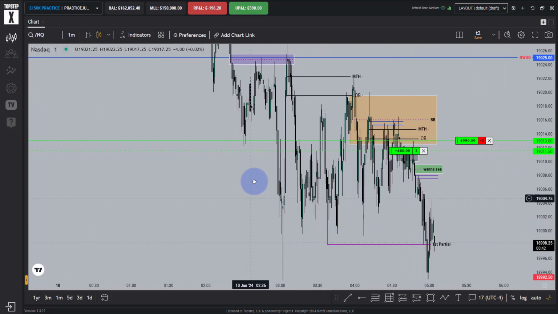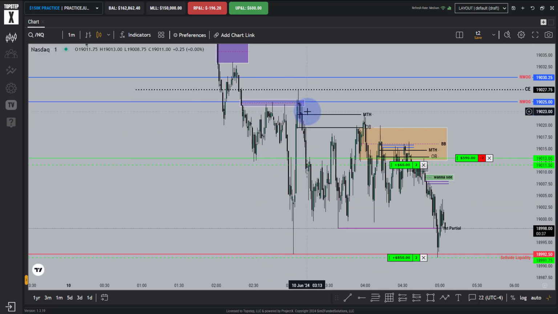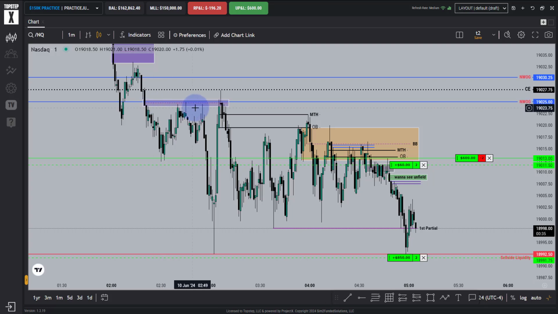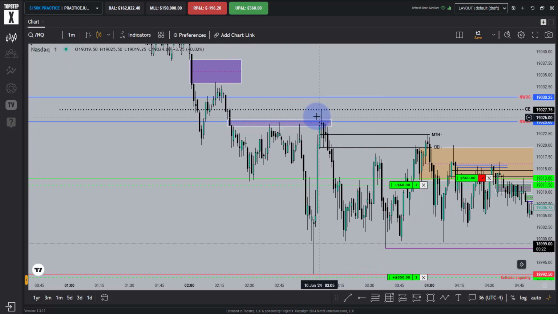After making this draw on liquidity, the market went higher one more time. It has taken the buy side liquidity from the 1 minute chart, tapping into the new week opening gap, consequent encroachment. Now, it didn't reach that new week opening gap. It was one tick below the new week opening gap's consequent encroachment. Still, it traded the lower part of this new week opening gap. Look, nobody closed above the new week opening gap low.